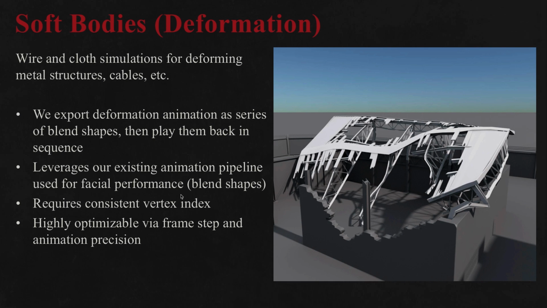Soft bodies, again, we're using wire and cloth sims to simulate steel girders, steel bridges, towers, and things like that coming down. We actually use kind of a unique approach. We actually play a sequence of blend shapes to do our deformation animation, so that it leverages our existing animation pipeline. It's very efficient. One of the limitations is that it requires a consistent vert index. So you can't have a dynamic topology like a big fluid volume with a crazily changing topology.